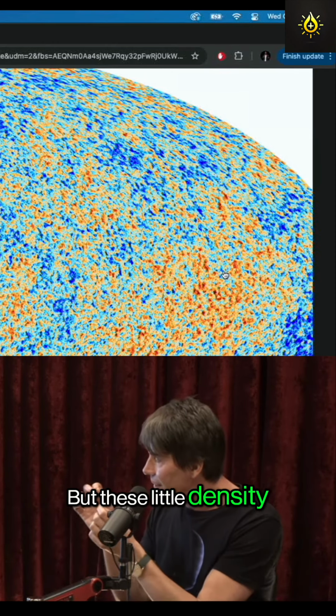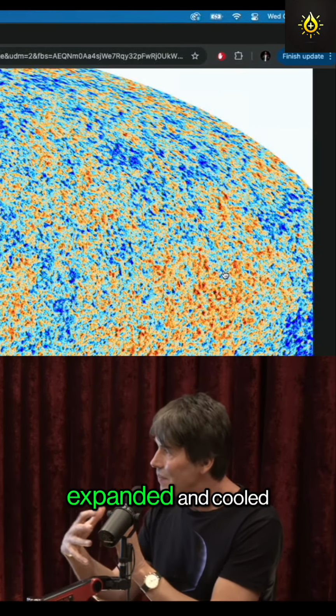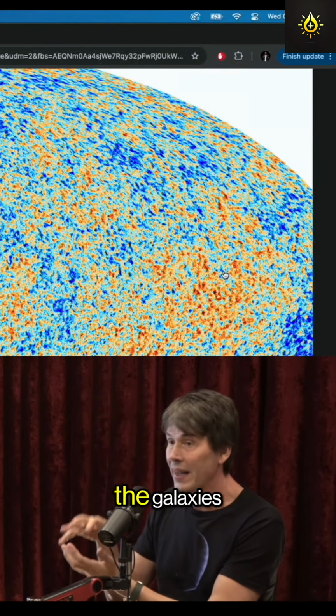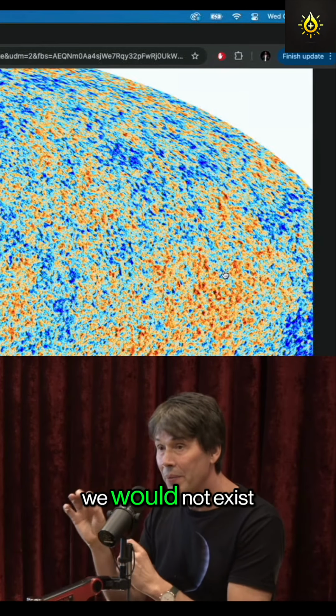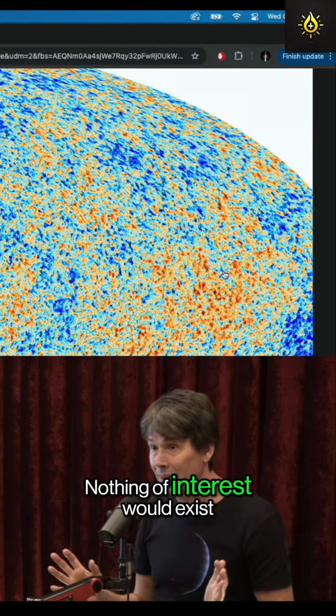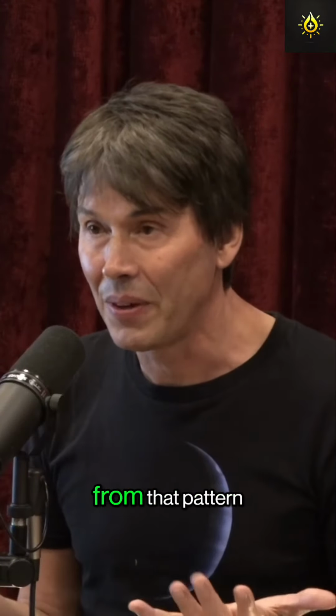But these little density fluctuations are very important because as the universe expanded and cooled, they collapsed to form the galaxies. So without those ripples, without that pattern, we would not exist. Nothing of interest would exist. And so the question is, where did that pattern come from?